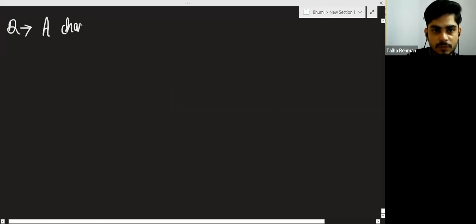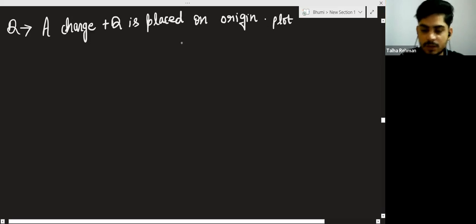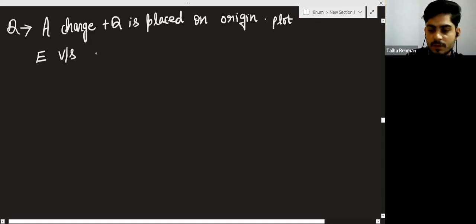A charge plus Q displaced on origin. Plot electric field E versus distance X, or you can say this is the E versus X graph.